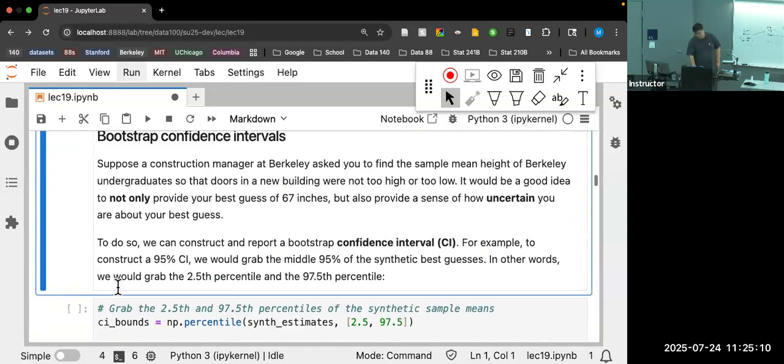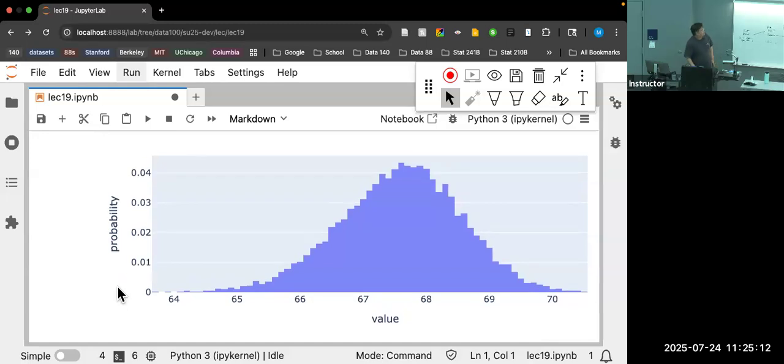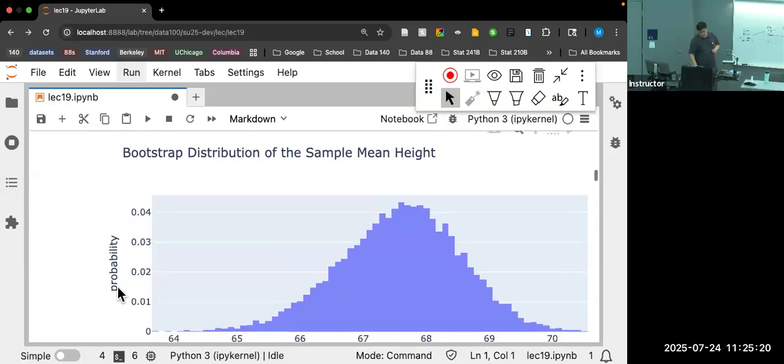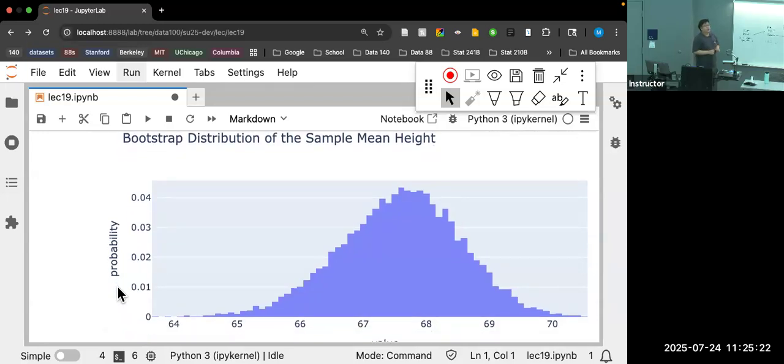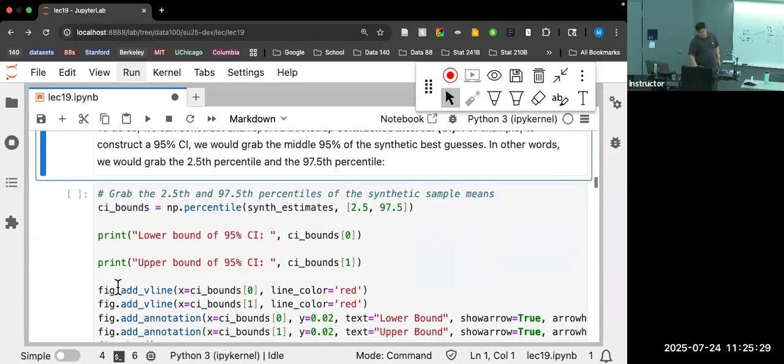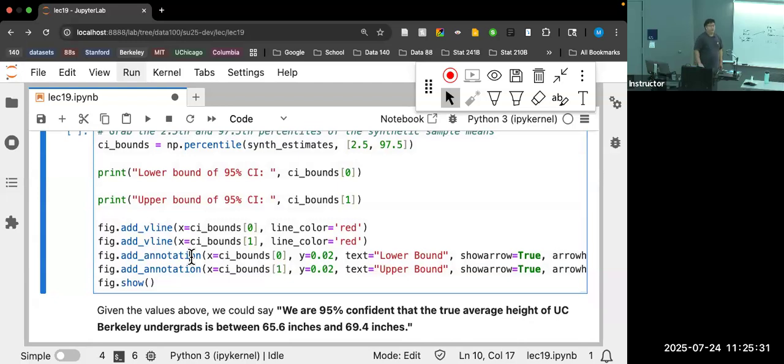All right. So what can we do now, right? When we have this histogram, when we have these 10,000 sample means, we're able to build this bootstrap distribution. Right? And with a distribution, there's many things we can do. You've seen this in Data 8. One thing you can do is to create a confidence interval of the true population mean, the true average height of all 32,000 Berkeley undergrads.